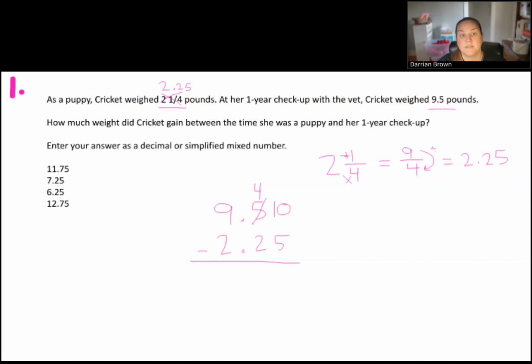So now we have 10 minus 5, and that leaves us with 5. Then take 2 away from 4, you're left with 2. Bring your decimal down. Take 2 away from 9, you're left with 7. So the correct answer here is 7.25, or B.